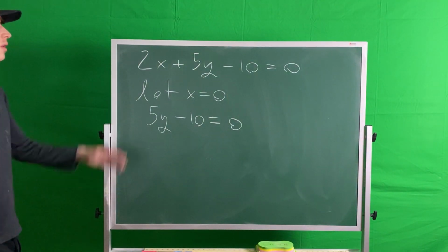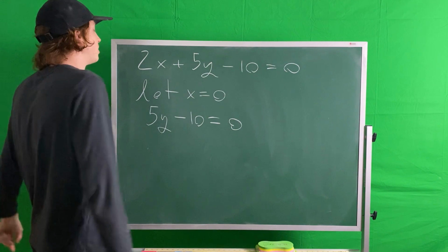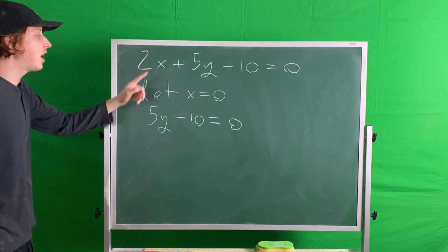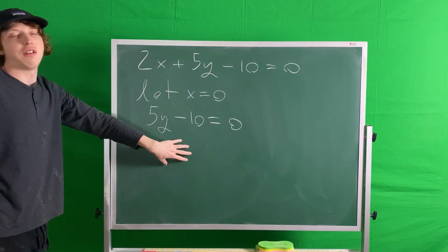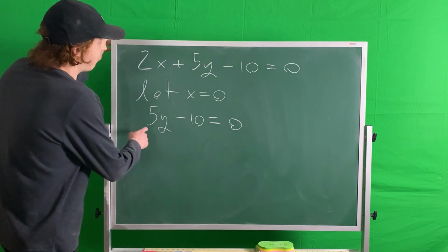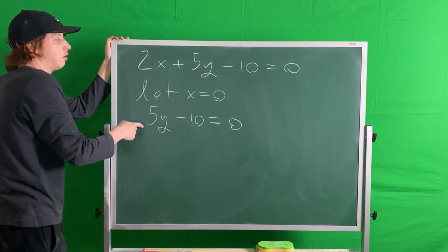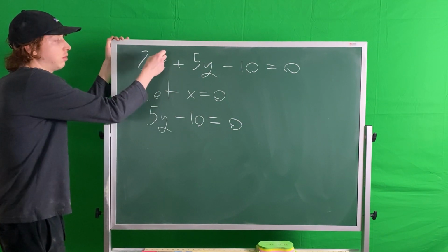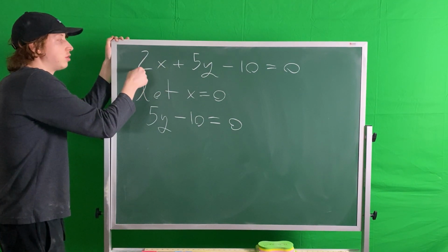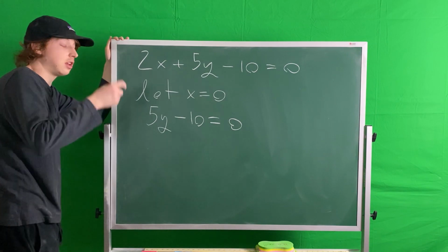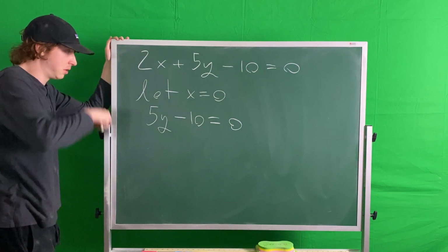We went from 2x plus 5y minus 10 is equal to 0. And we're going to let x equal 0 to find the y value. So here we now have 5y minus 10 is equal to 0. And note, what happened to this x? Well, we substituted x was 0. 2 times 0 is 0. Anything times 0 will be 0.